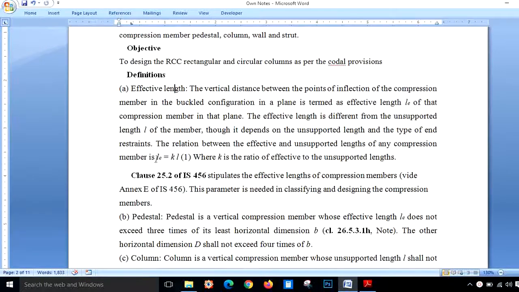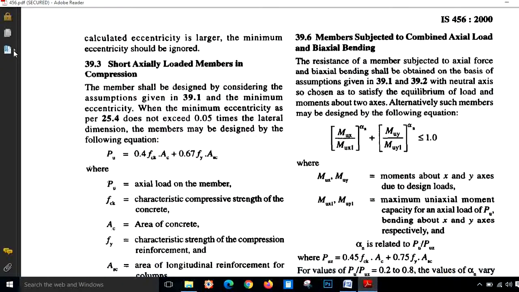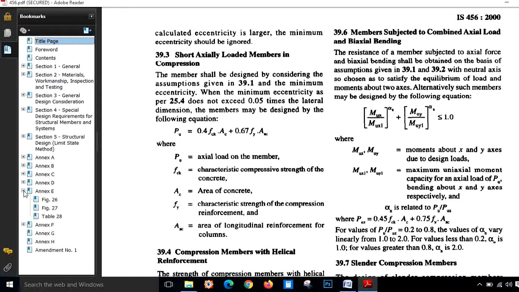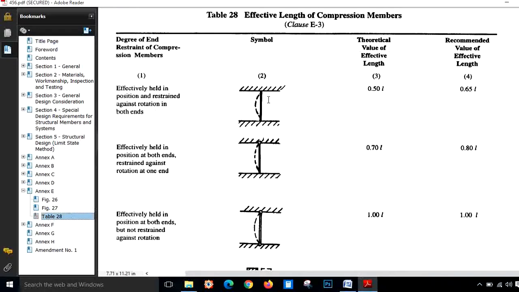So effective length is denoted by LE. Effective length is very much different from unsupported length, that is denoted by L. So effective length is equal to K into L, where K is a ratio of effective to unsupported length. We can calculate it from IS 456 Annexure E, table number 28. By using this we can calculate the effective length.